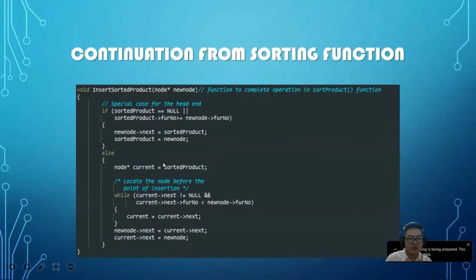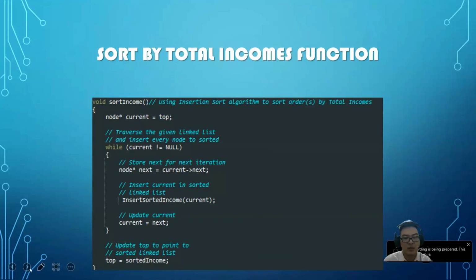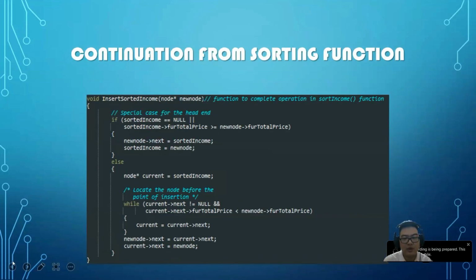Next, the insert sorted product function. This function is used to complete the operation in the sort product function, without which the function cannot work properly. So there is a special case for n if certain conditions are met, else it will locate the node for the point of insertion. Actually, the sort income and insert sorted income functions are exactly the same as the sort product and insert sorted product functions. Just some minor changes were made to ensure the program works properly.